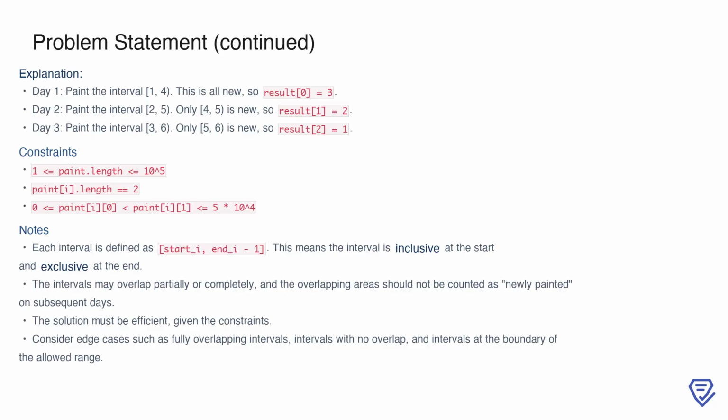The problem also comes with constraints, such as limiting the input size to ensure efficiency. It's important to handle cases like fully overlapping intervals, disjoint intervals, and scenarios near the boundaries of the allowed range efficiently. By breaking the problem into these components, we can design an effective solution that meets the requirements.